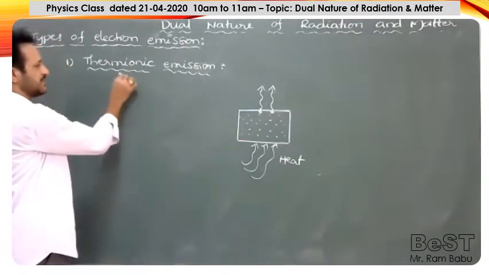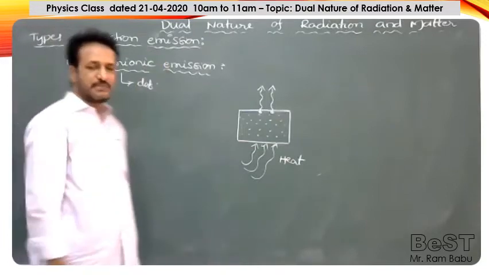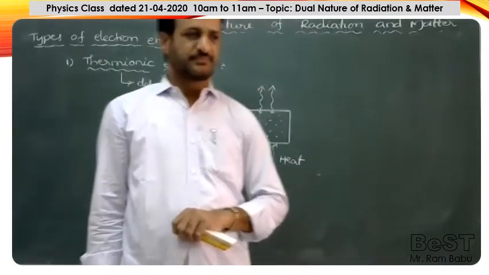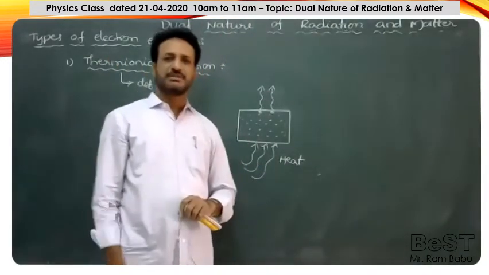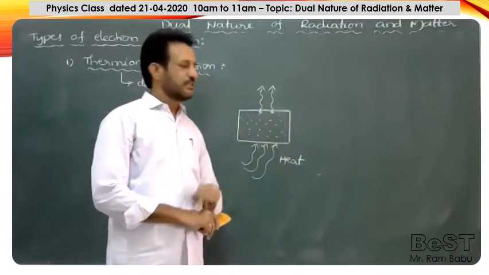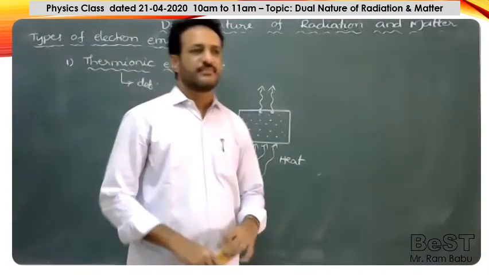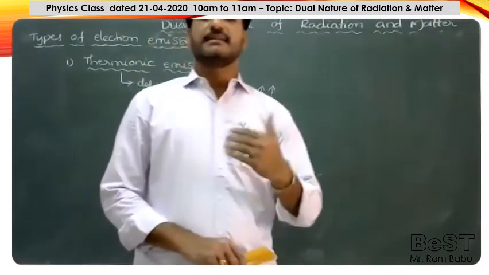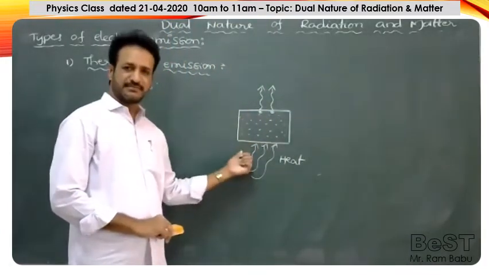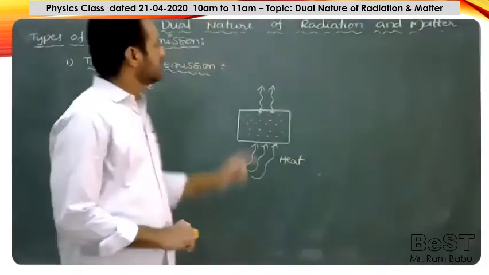So how do we define it? The process of emission of electrons from the metal surface when sufficient heat energy is supplied is called thermionic emission.